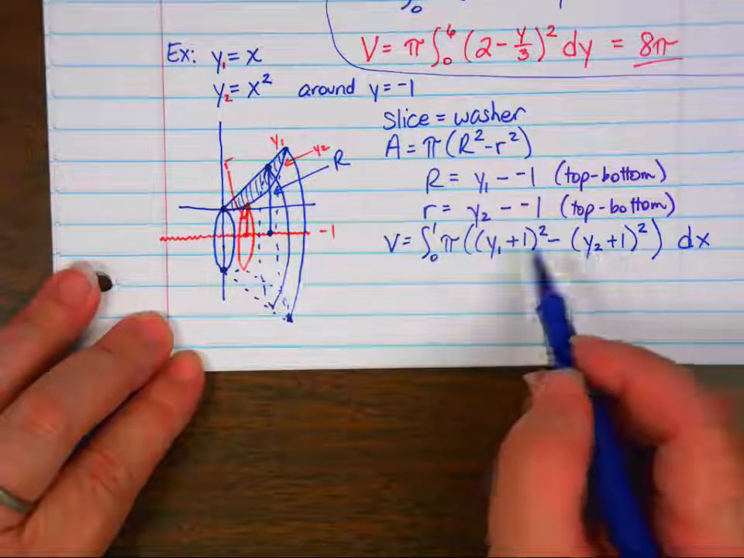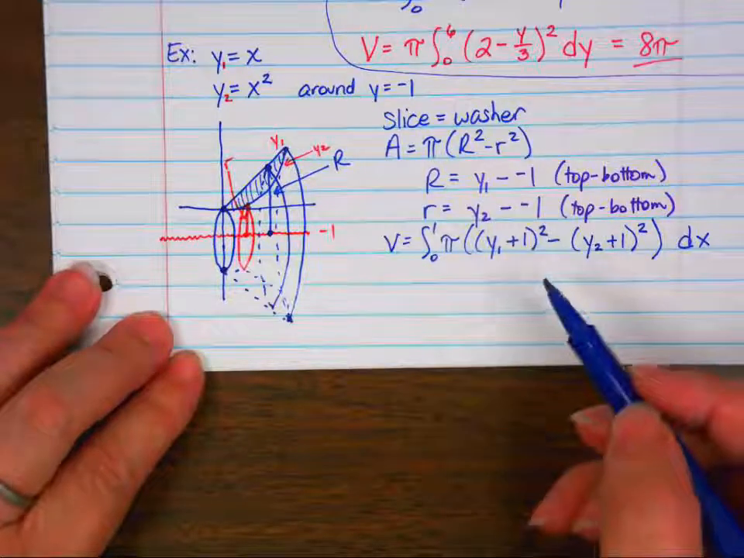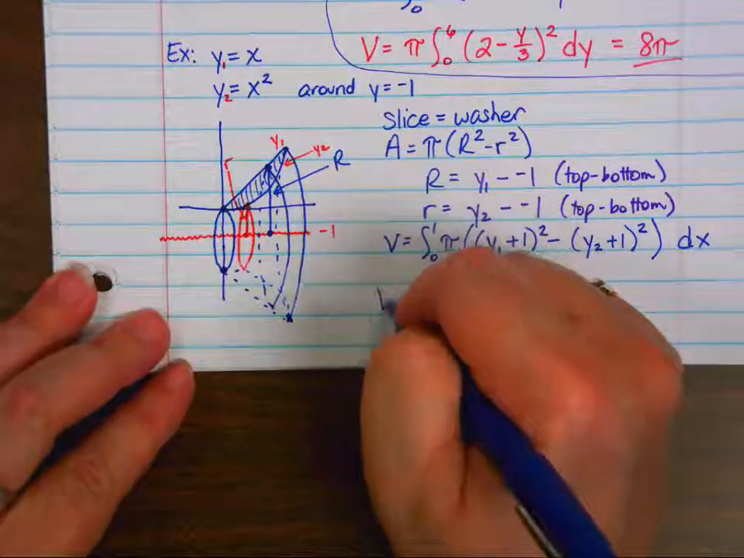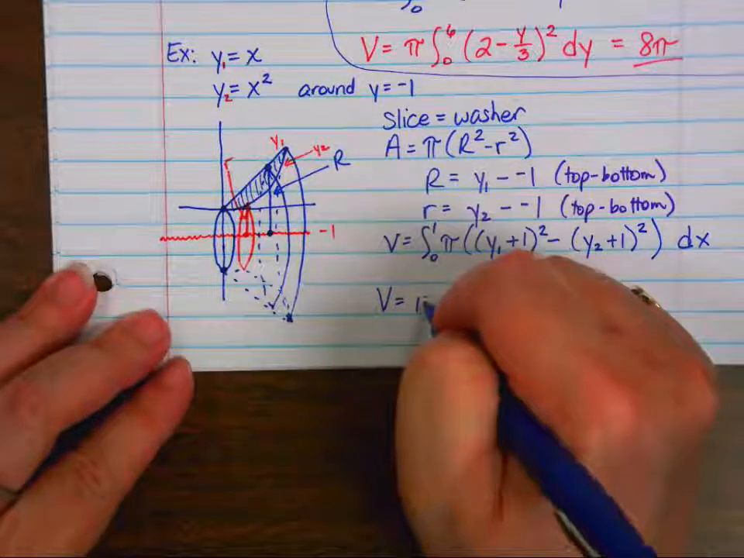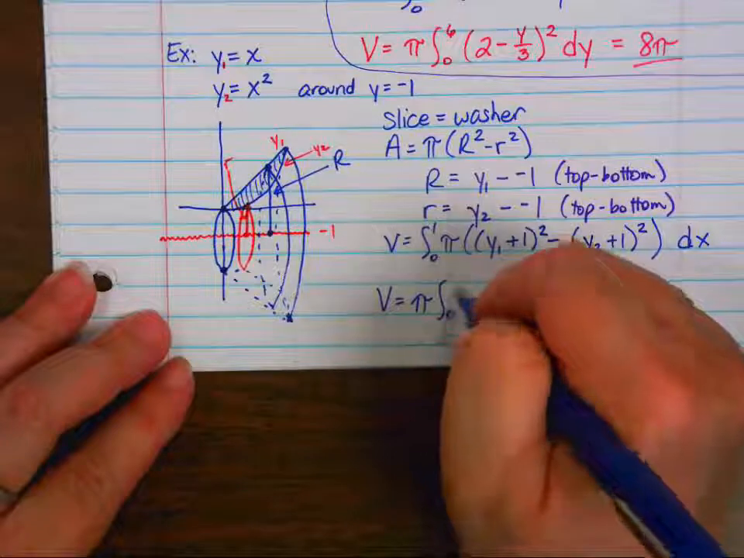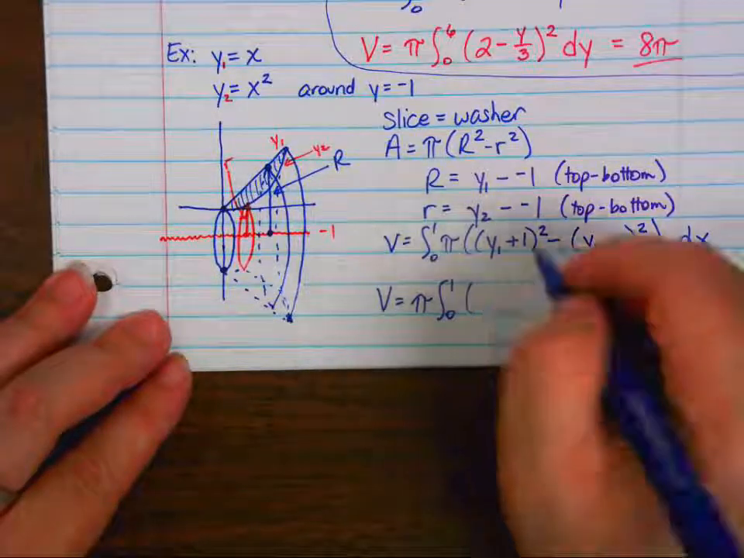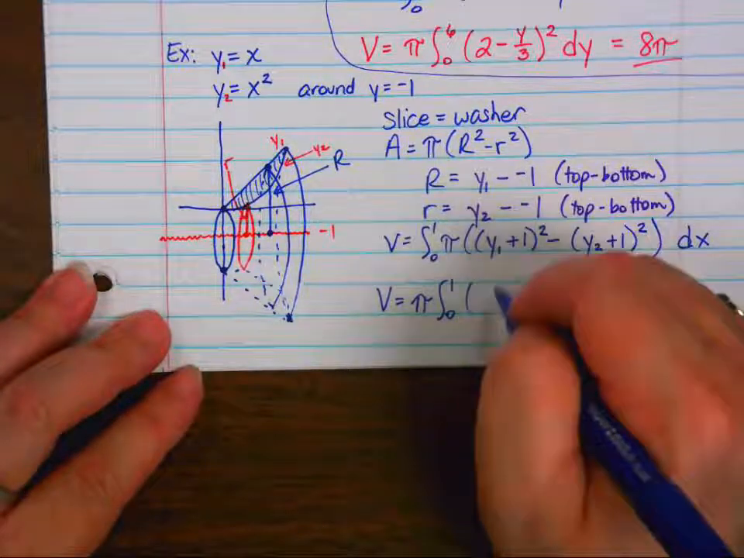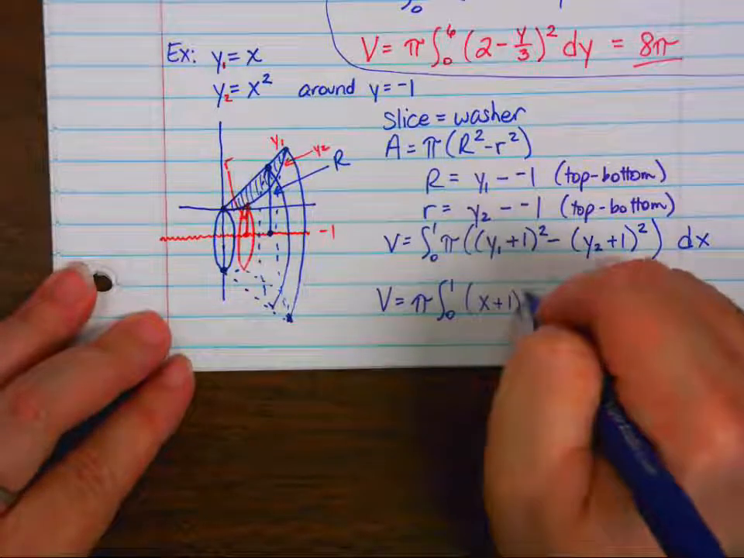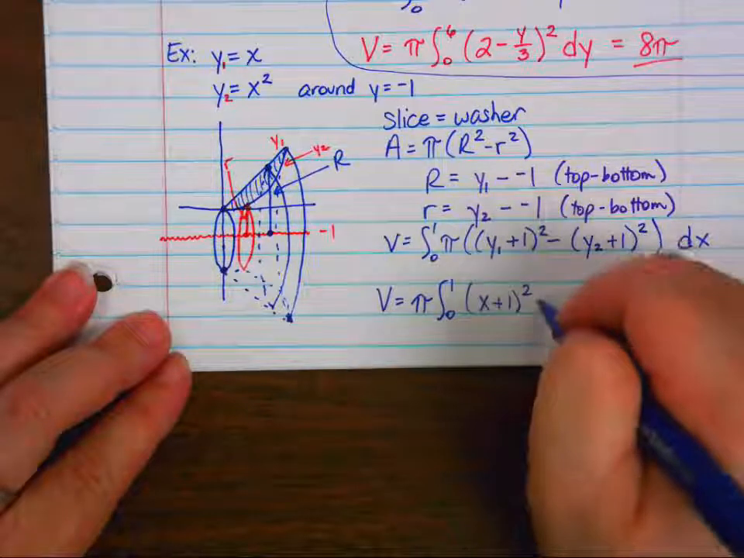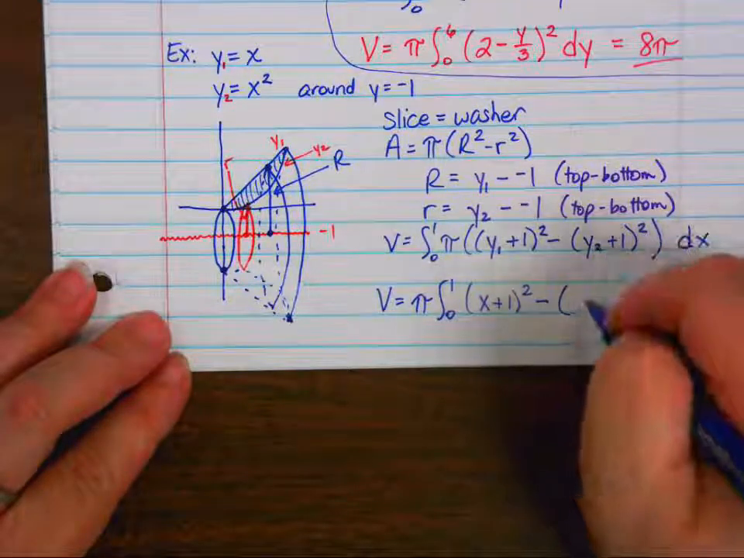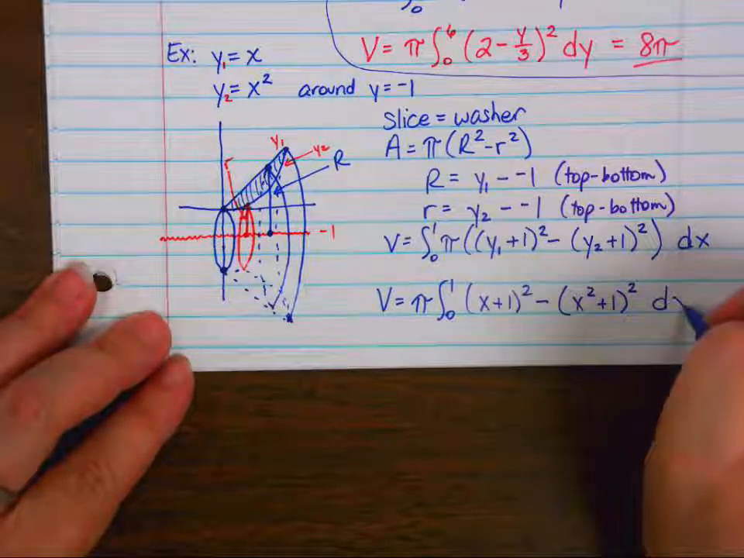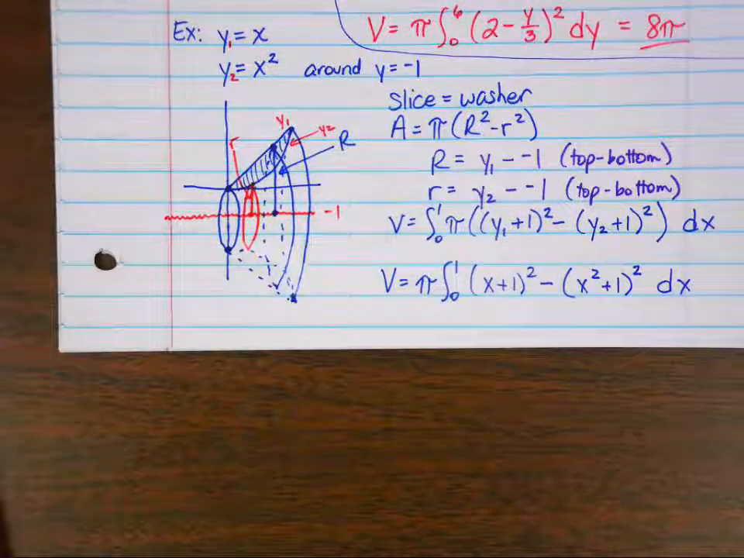Now, because I'm using y1 and y2, and y1 and y2 are in the calculator, I could type that in just like that. Or you can change it to x's if that's more comfortable for you. So put the pi, 0 to 1, parentheses. Now, I don't need that outer parentheses anymore because the pi is outside. y1 is x plus 1 squared minus y2 is x squared plus 1 squared dx. There it is without the y1s and y2s.